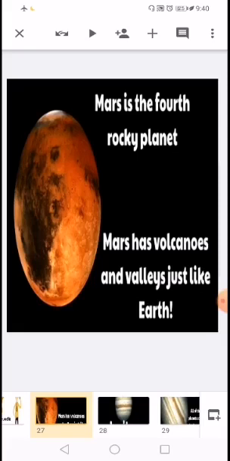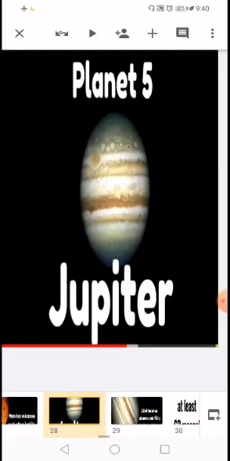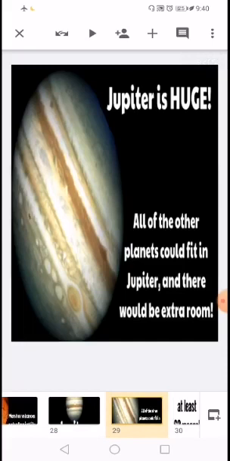The 5th planet is called Jupiter. It is the first gas planet. Jupiter is huge, the biggest planet in our solar system. All of the other planets could fit in Jupiter and there would be extra room. That's how big Jupiter is.